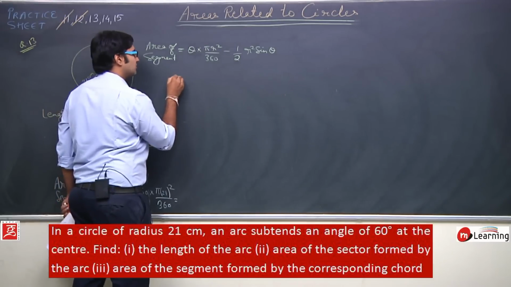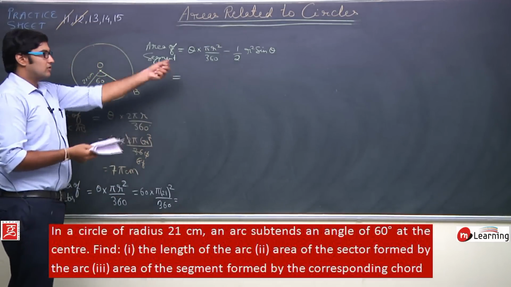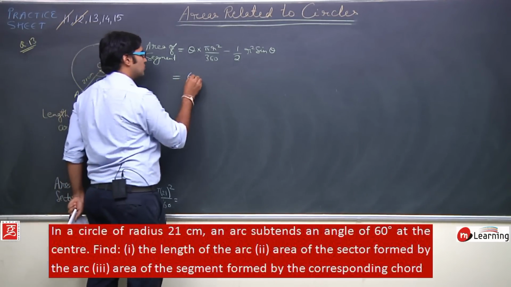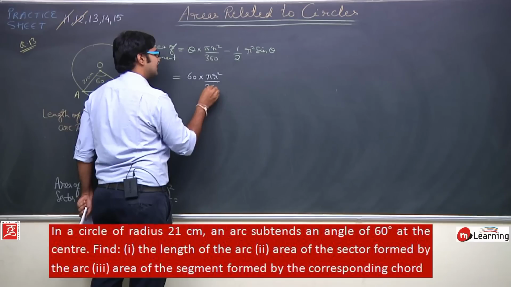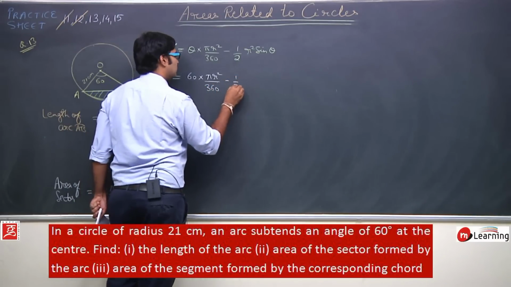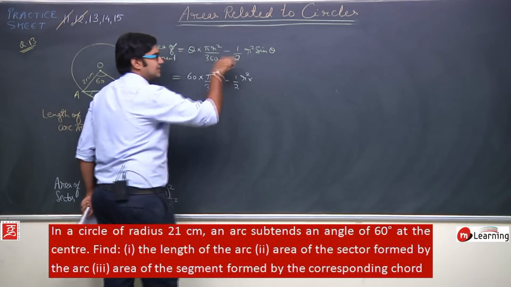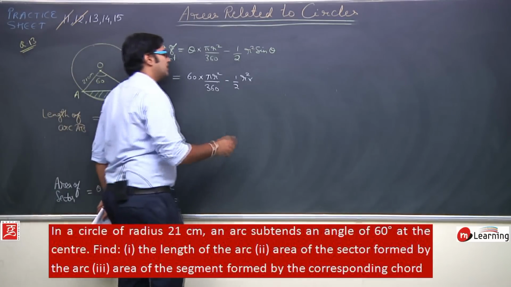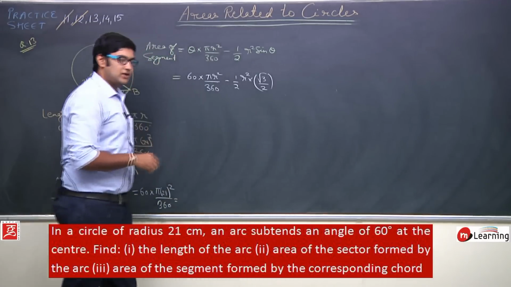So theta is what? What is theta? Theta is 60 degrees. So 60 degree into pi r square upon 360 minus half into r square into sine of 60 degrees. So sine 60 degree is what? Sine 60 degree is root 3 by 2. Okay, this is root 3 by 2.